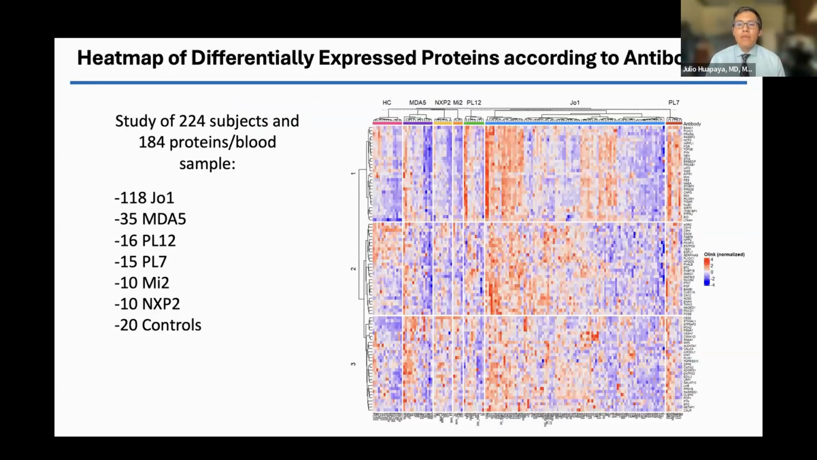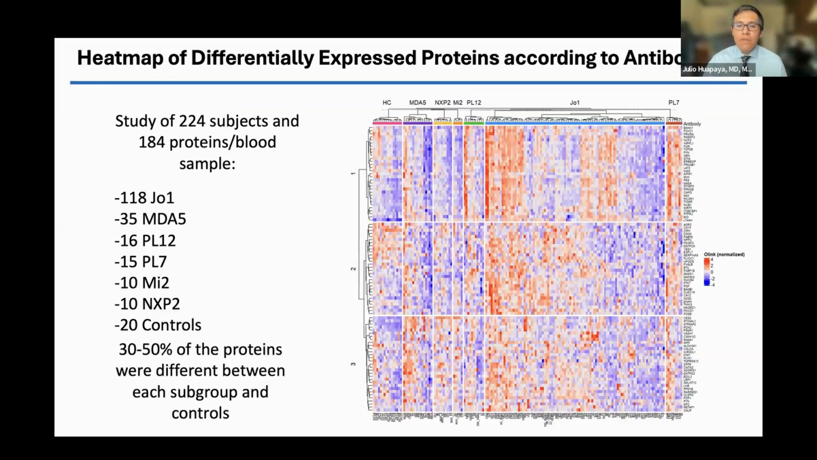Recently, we completed a larger study on more than 200 patients with multiple antibodies that you can see the breakdown there. However, this was a targeted proteomic study. So we only look at 184 proteins. And I say only because you'll see my next slide. But this was very targeted, and we're still seeing differences. Roughly 30 to 50% of the proteins, depending on the subgroup, were different compared to controls, and we're actively analyzing this data.